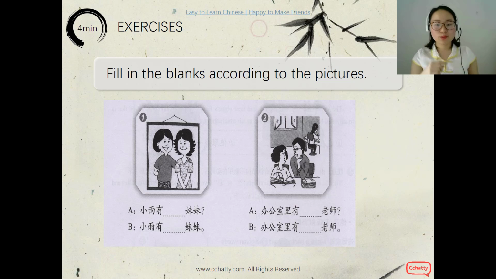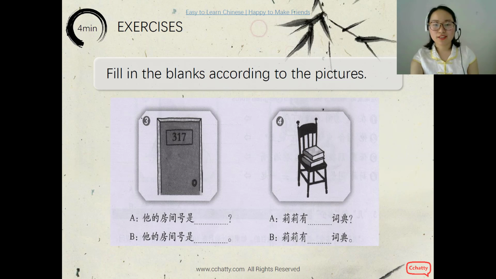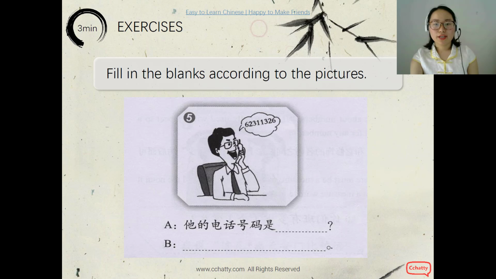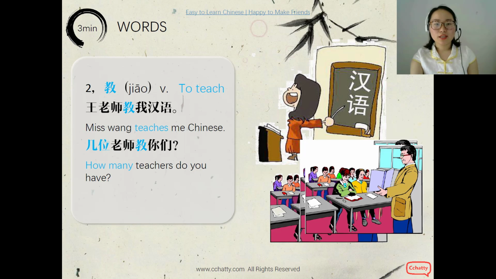And the exercise, you can do it after class. It's very easy. The first one is: how many sisters does Xiaoyu have? And the second picture is: how many teachers are there in the office? Very easy. And the second word to teach, 教.